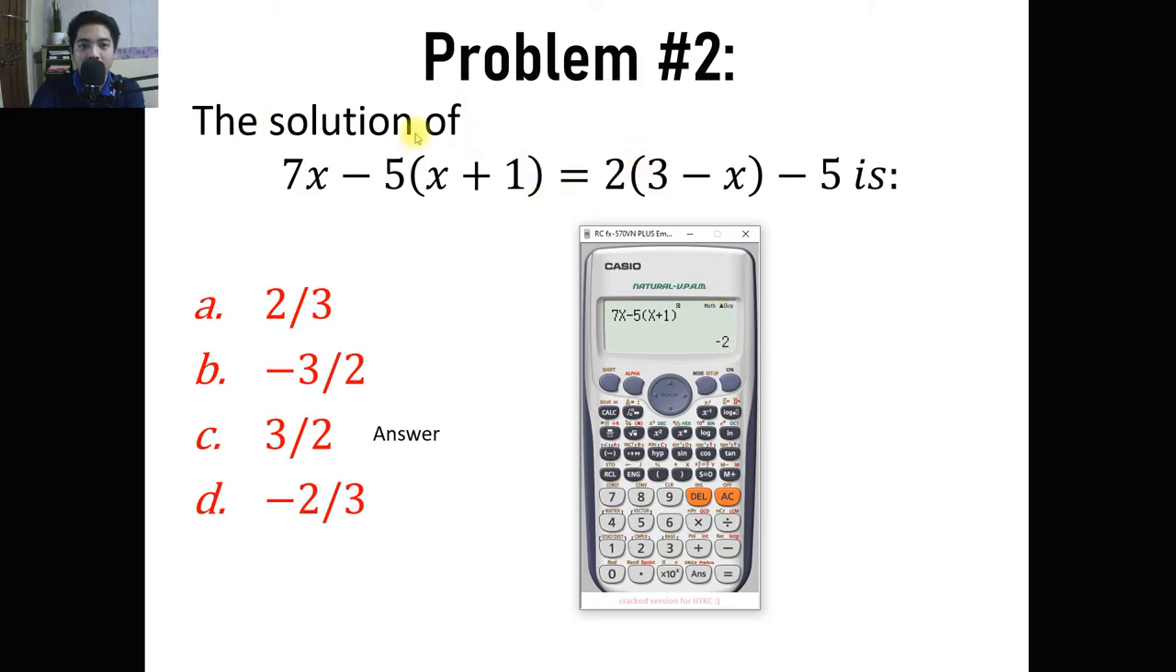So if the left side is equal to the right side, the value should be negative 2 also, if we choose the right value of x. So again, 1.5, so that's negative 2. And then the other side of the equation, it's negative 2. Therefore, 3 halves is the answer. Okay?